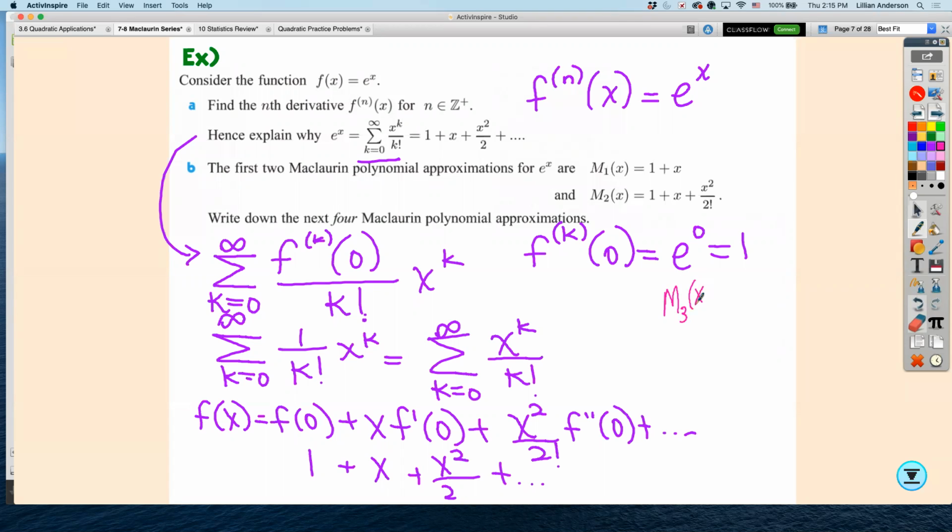So let's start with m sub 3. That's going to be 1 plus x squared over 2 factorial plus x to the third over 3 factorial. Yes, it's a write down, little work. Okay, we are just following the pattern.